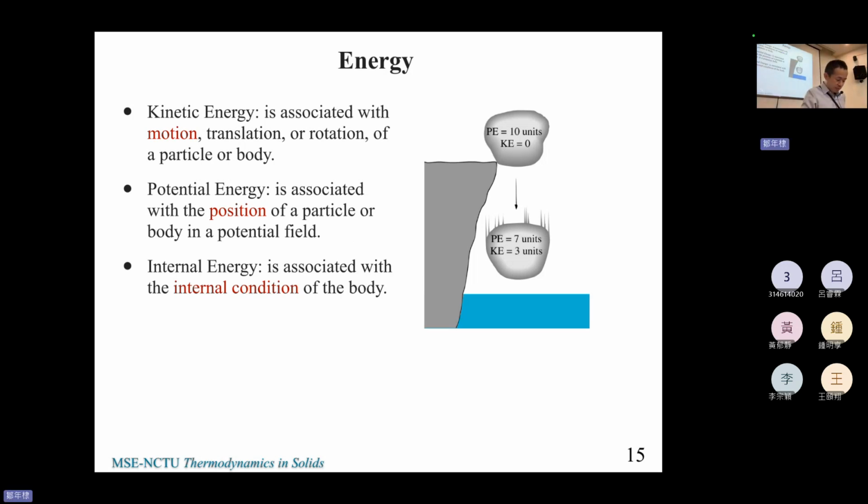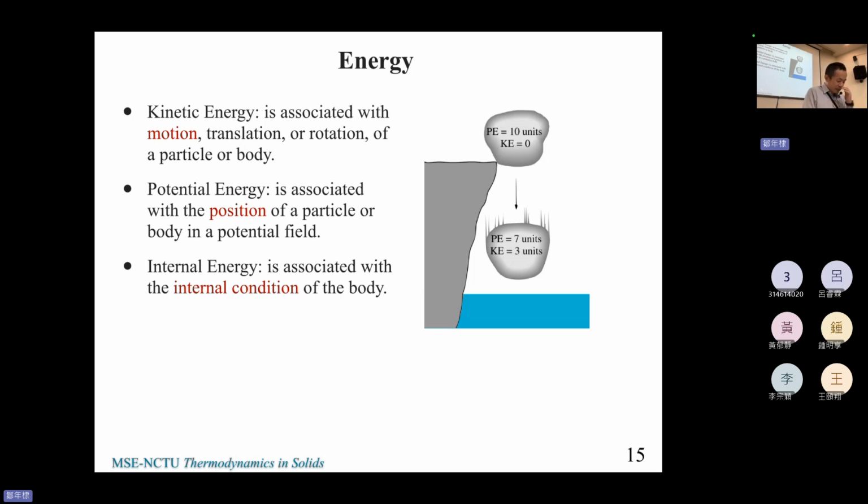Next one, energy. Well, you all know energy has three types. The first one is kinetic energy, the other is potential energy, and the other is internal energy. Internal energy is actually why the material is here, why the material exists in this world. Everyone is an energy, just another form of energy. Wow, this is kind of philosophy.